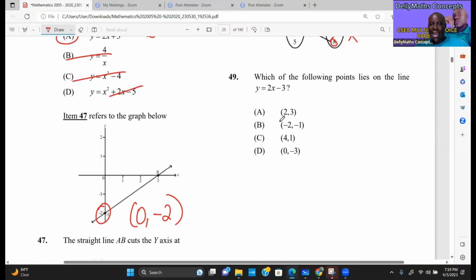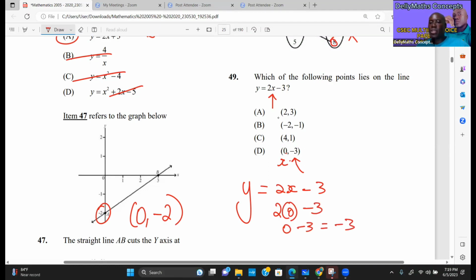Which of the following points lies on this line? Normally, the normal way you work this is to take the x value, plug it in, and see if the y value shows up. So if I have y equal to 2x minus 3, and I take 0, I have 2 times 0. When I work it out, I have 0 minus 3, which means minus 3. So when I plug in the 0, I get minus 3. It means that this is on the line.